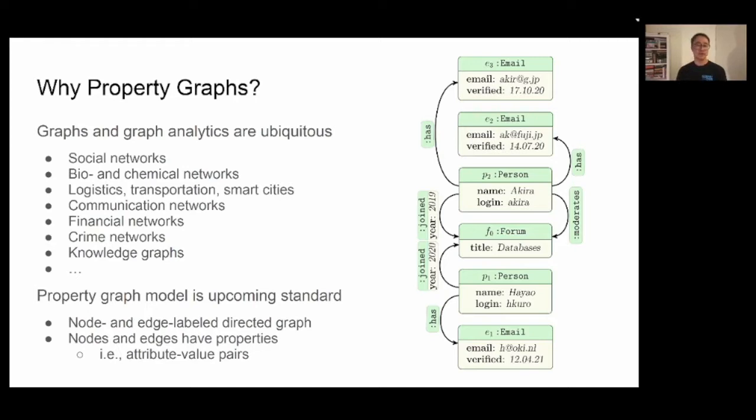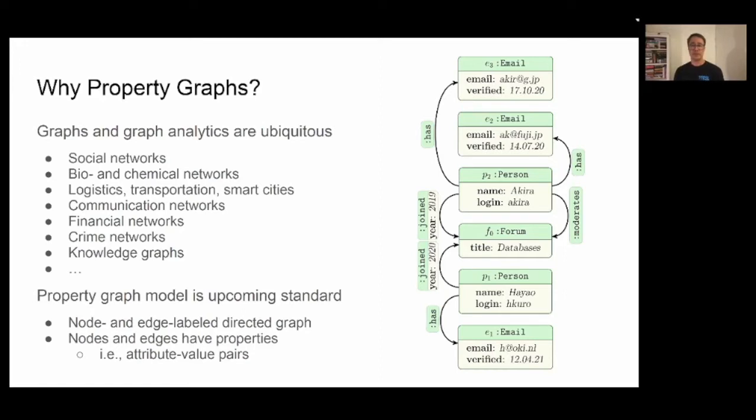variety of technologies where, in a nutshell, the data consists of node and edge labeled directed graphs where node and edge objects have properties, that is, attribute value pairs, local data. As a small example here on the right, we see a property graph consisting of 6 node objects and 6 edge objects. So as an example, we have node P2, which is labeled as person.